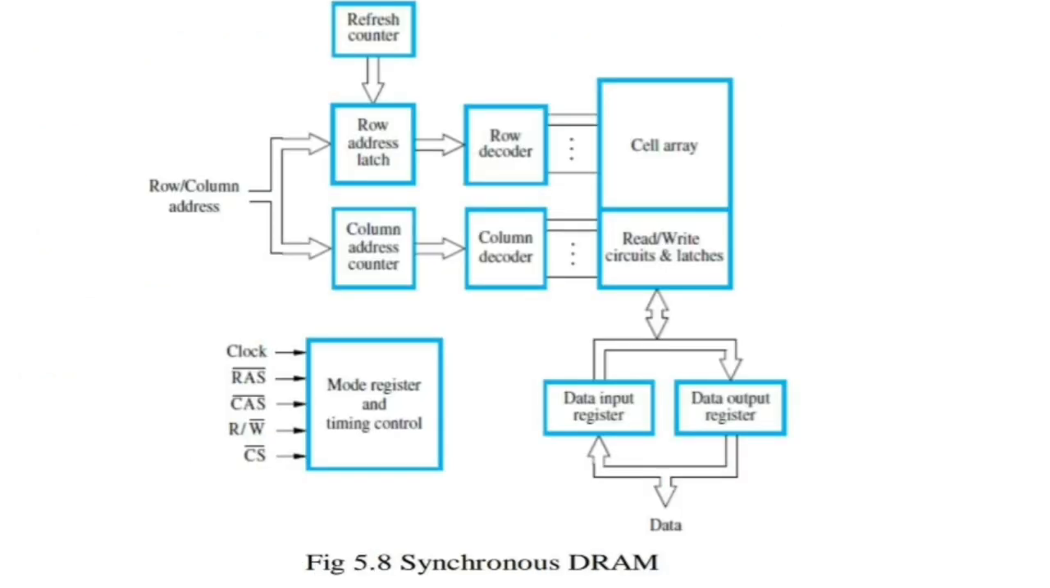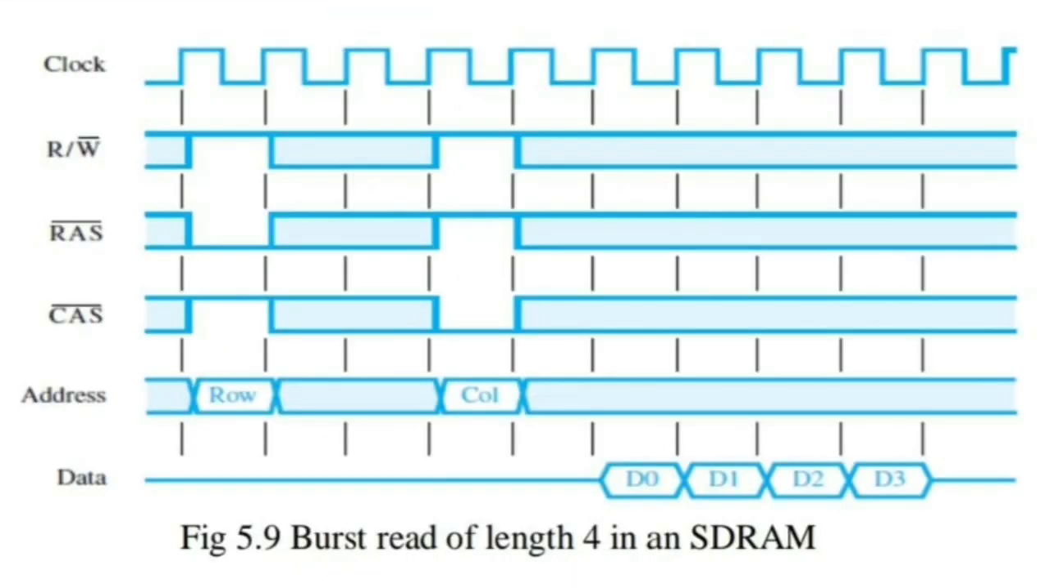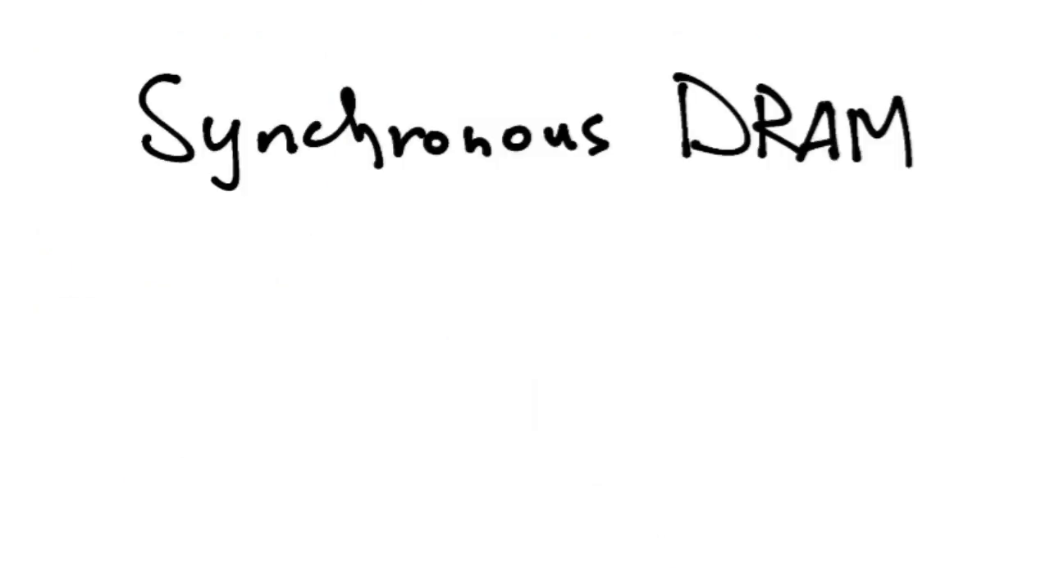Whenever you need to read or write data, you will output this. If you have to read, the read/write signal will turn on, and that read signal will turn on, and this data output register will have the output here, and the read/write circuit latches will turn on. Now this refresh counter will refresh all these values, and the data will be read one by one at each cycle. If there are 4 data to read, like data of length 4, each will be read in one cycle. That is synchronous DRAM.